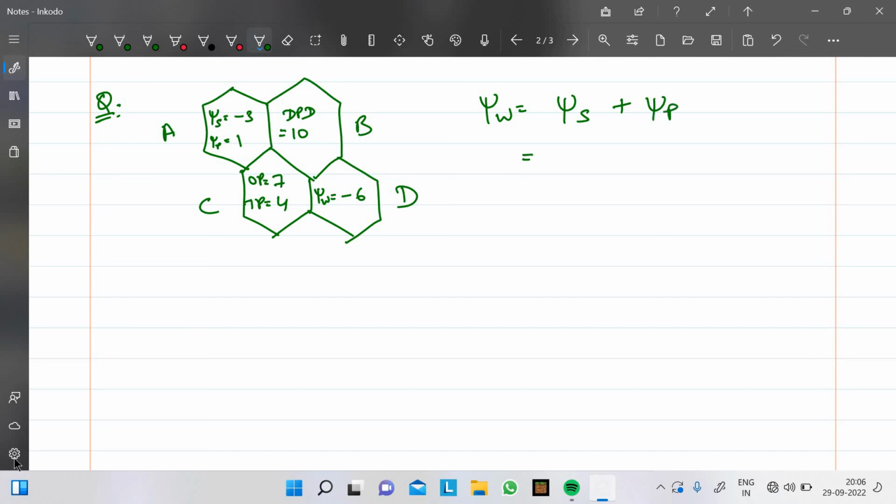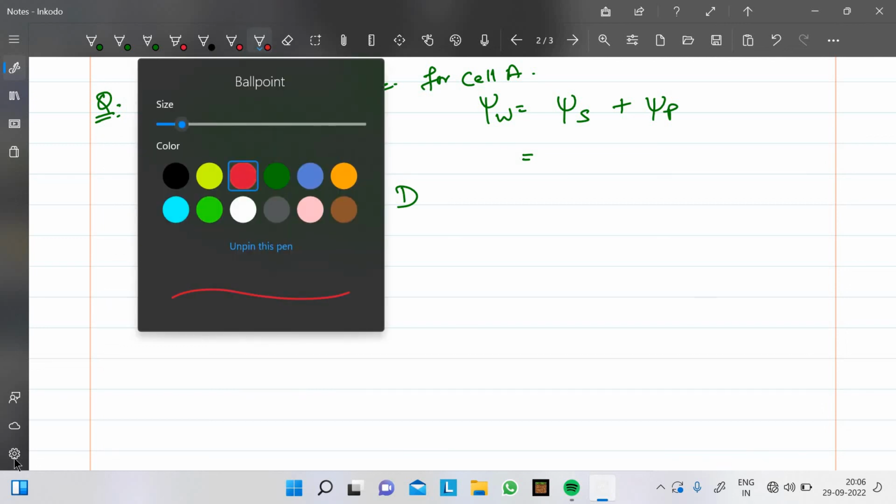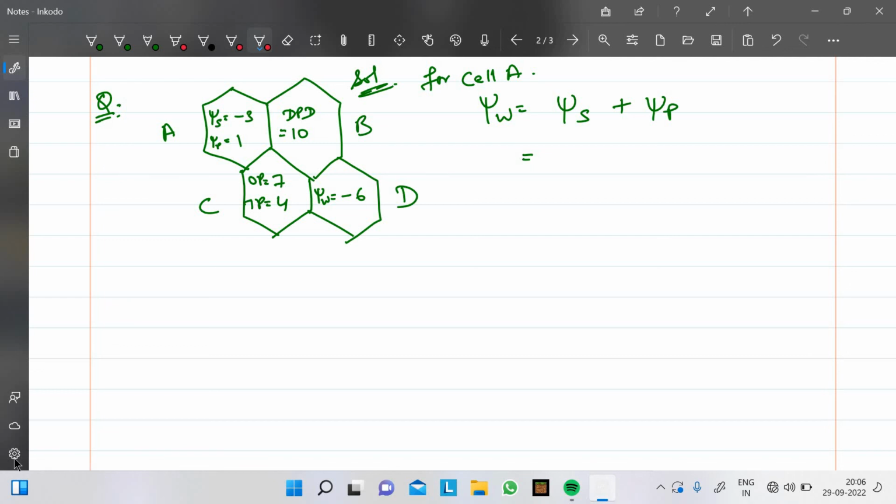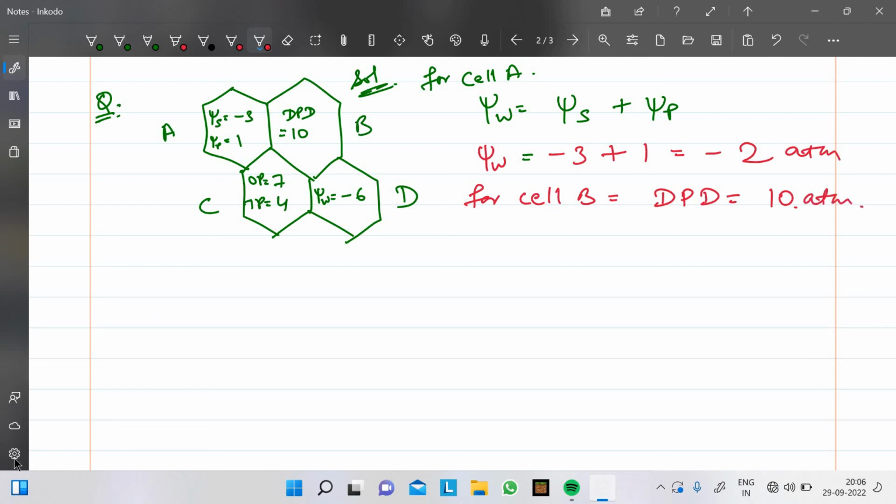तो फॉर सेल ए, हमें सोल्यूट पोटेंशियल दिया है, प्रेशर पोटेंशियल दिया है, वी विल कैलकुलेट द वाटर पोटेंशियल। कितना हो जाएगा, -3 + 1 = -2 ना। फॉर सेल बी हमको दिया है डीपीडी एंड इट इज 10 एटमॉस्फेरिक प्रेशर। फॉर सेल सी हमको दिया है ओपी एंड टीपी, एंड ओपी एंड टीपी आर रिलेटेड विद डीपीडी ना। We will calculate the DPD, which is equals to OP minus TP, and its value becomes 3.